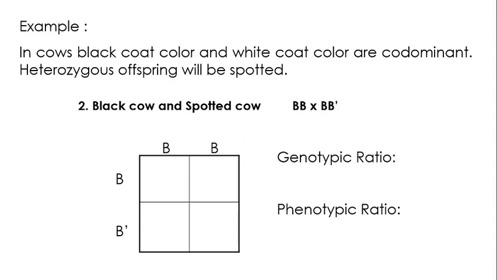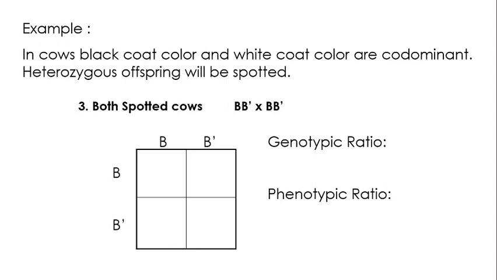Now, I think you can do this one on your own. So again, pause the video and make a Punnett square. Find out the results of a cross between a black cow and a spotted cow. So get a pen and paper and do it now. Okay, very good. So let's move on to exercise number 3. This time, I want you to predict the genotype and phenotype of the offspring if you cross a spotted cow to another spotted cow. I hope you got the correct answers.